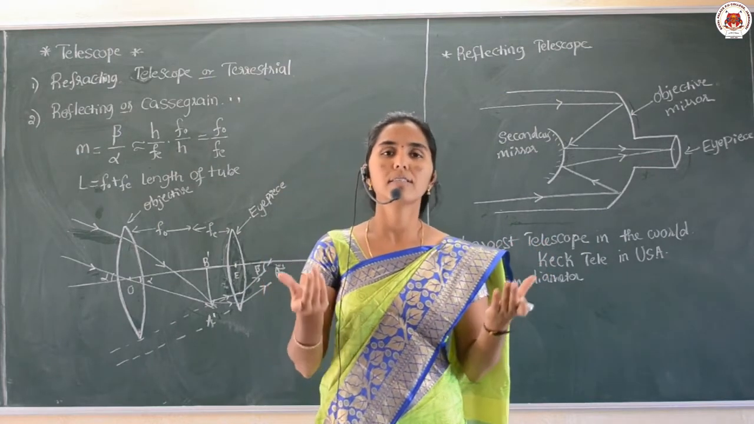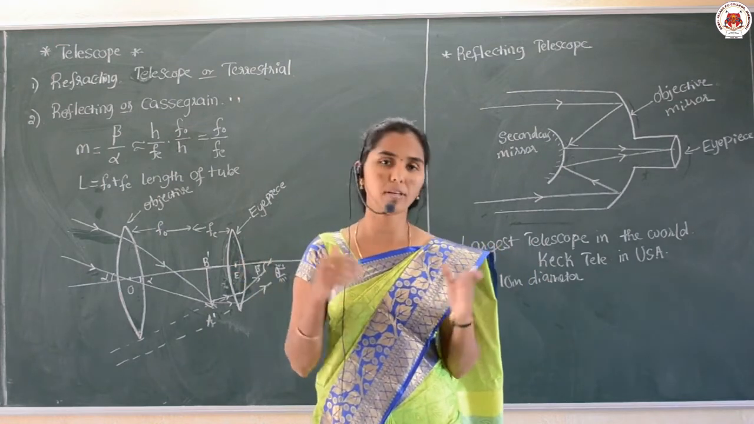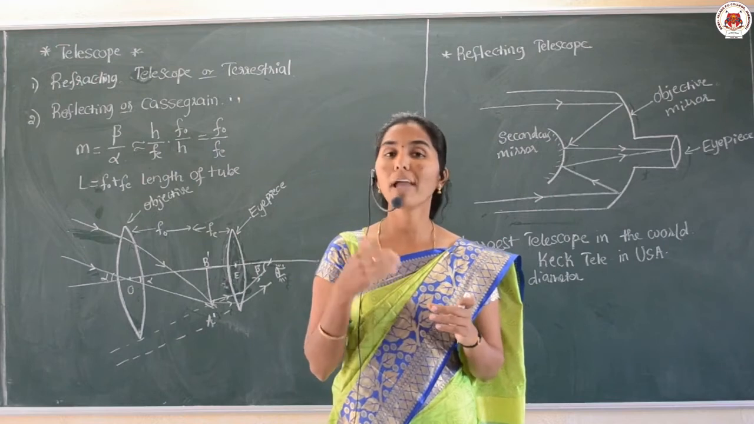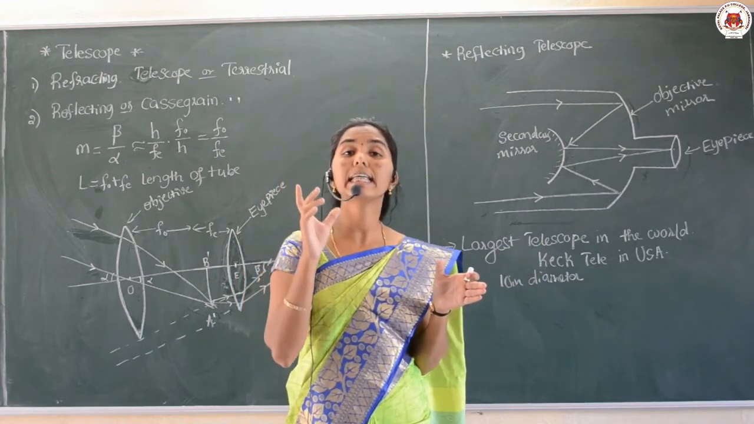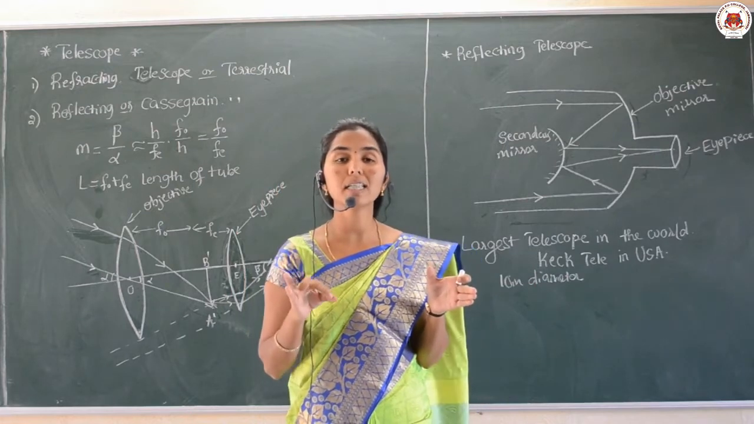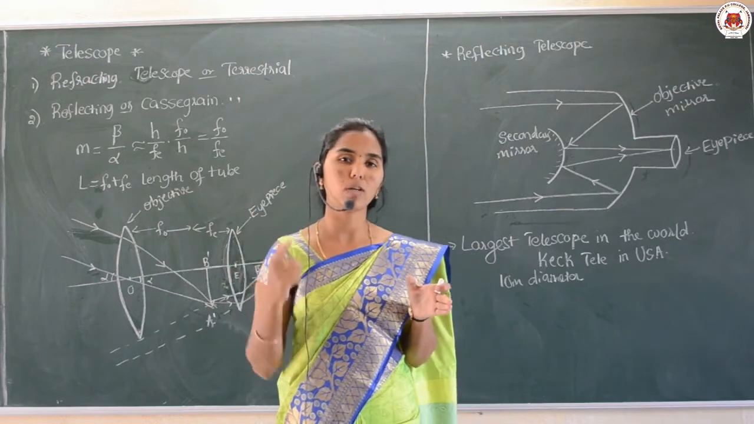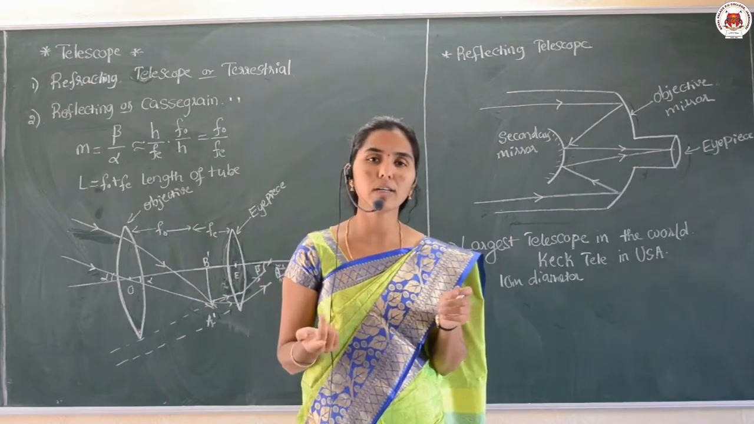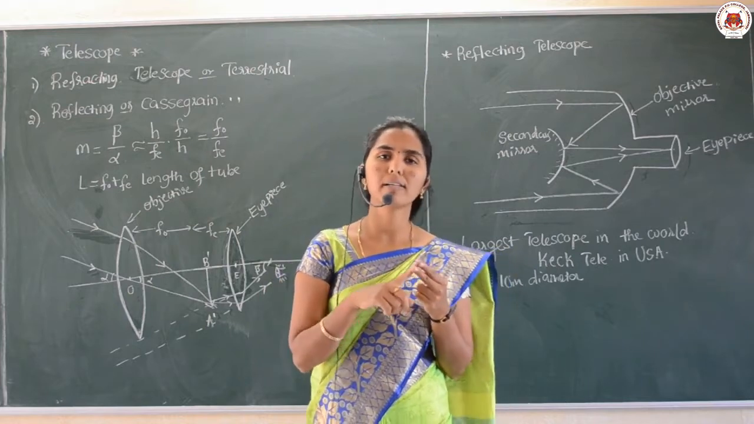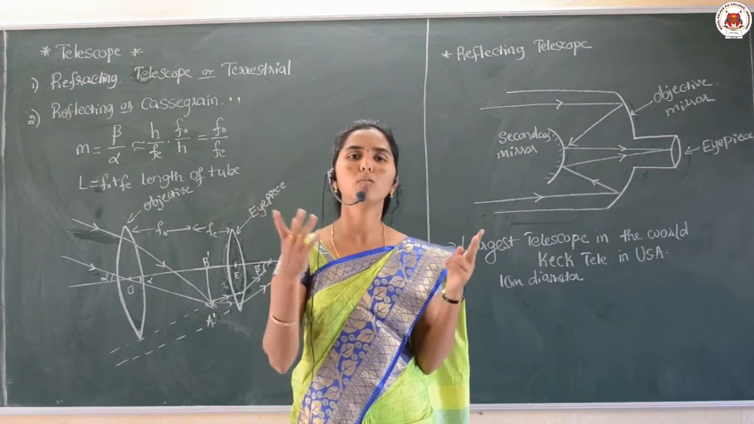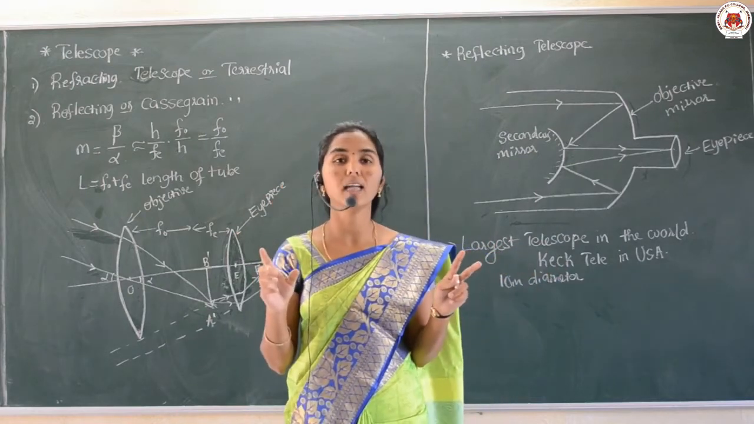Of course, what is a telescope? It is also an optical instrument. Why do we use that? It is used to get clearer information and a magnified image of celestial bodies. What are the celestial bodies? Stars, planets and comets, or the moon, the sun, whatever is present in the sky.